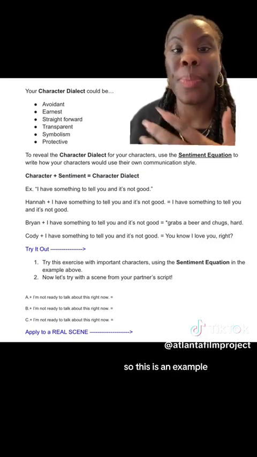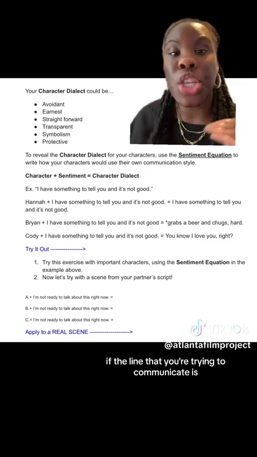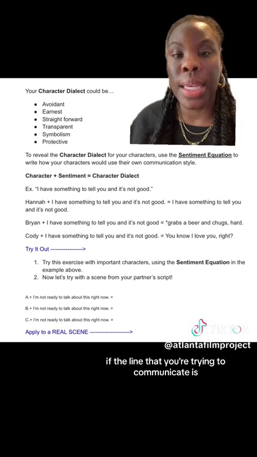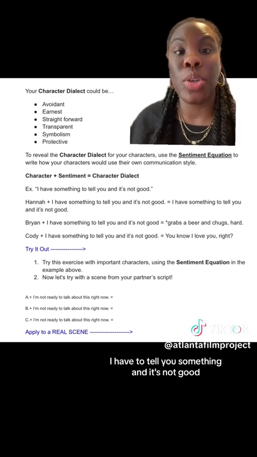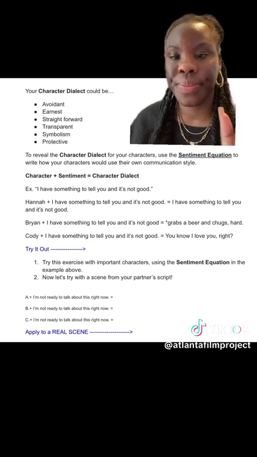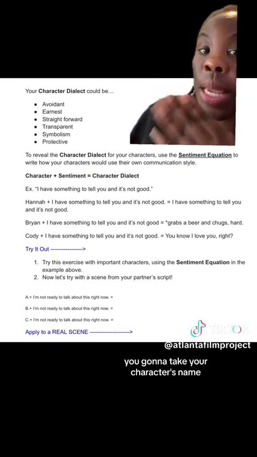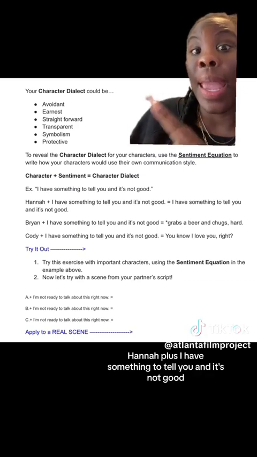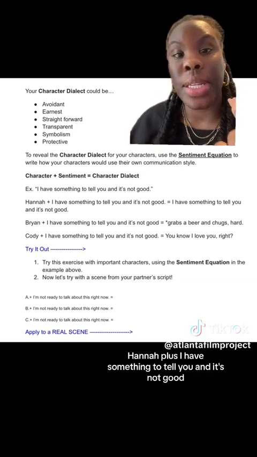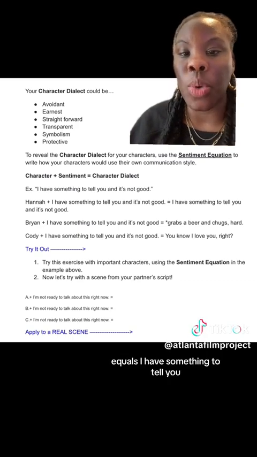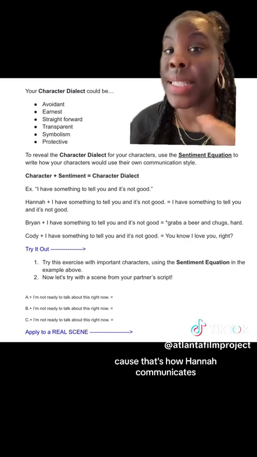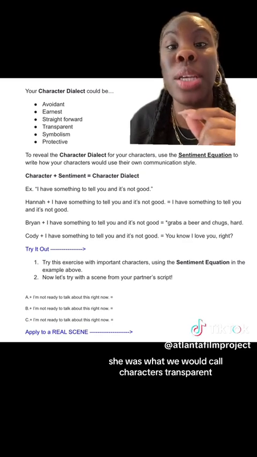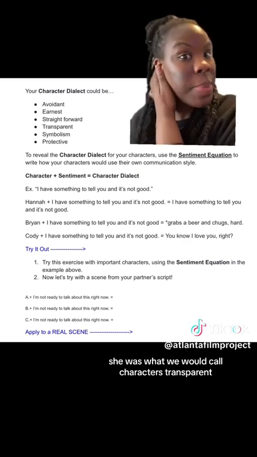So this is an example. If the line that you're trying to communicate is, I have to tell you something and it's not good, you're going to take your character's name. So for example, we have a character named Hannah. You're going to take your character's name, Hannah, plus I have something to tell you and it's not good equals I have something to tell you and it's not good. Because that's how Hannah communicates. She is what we would call a character who's transparent.